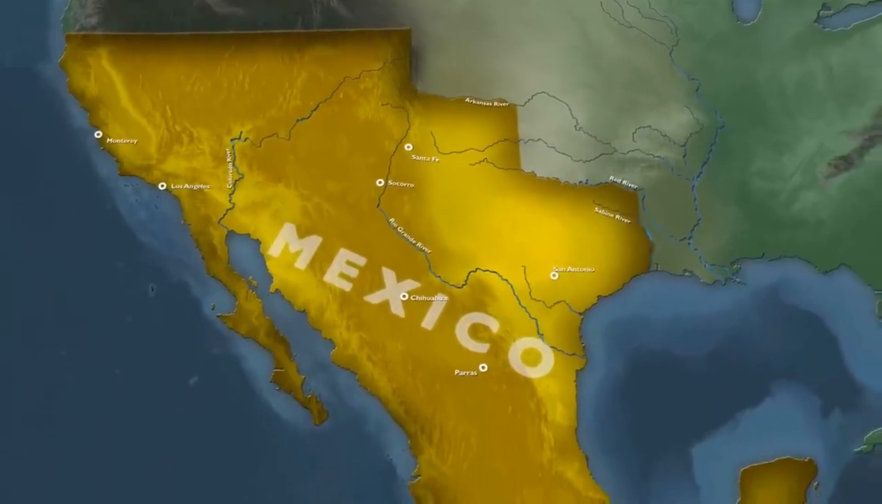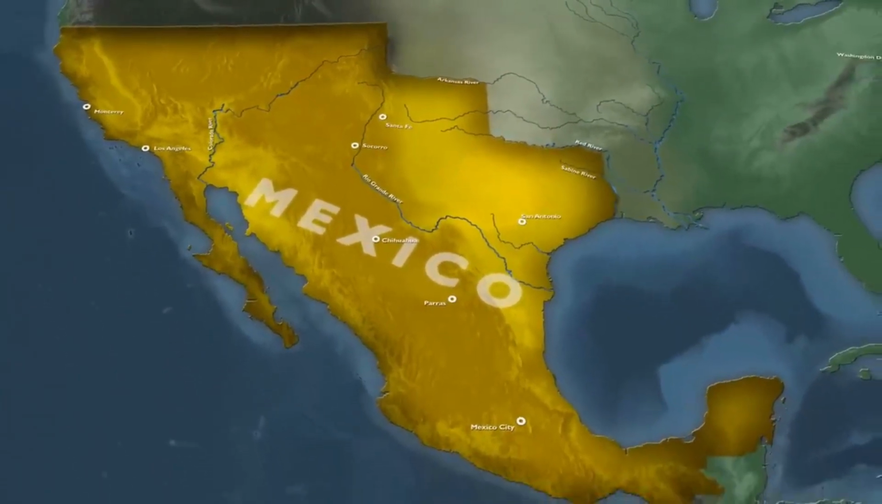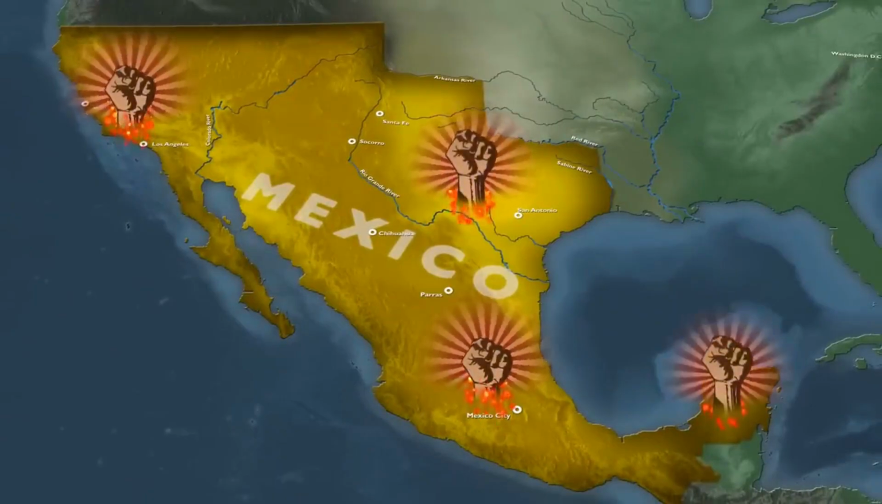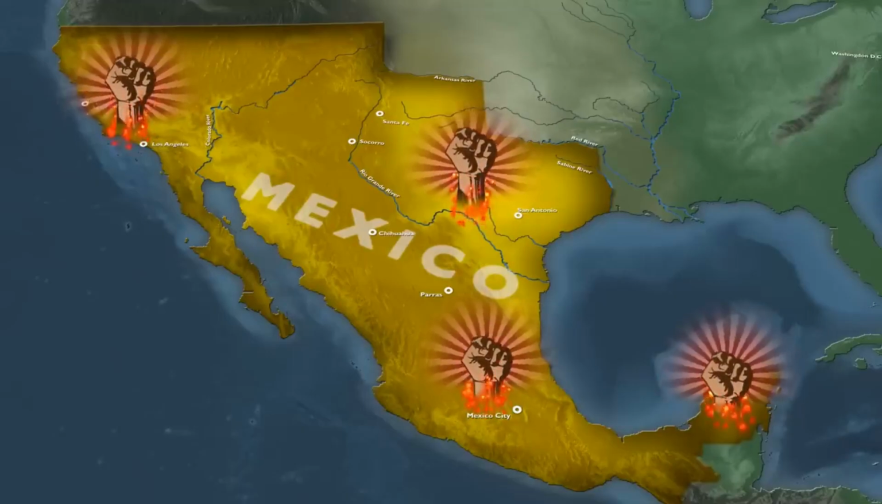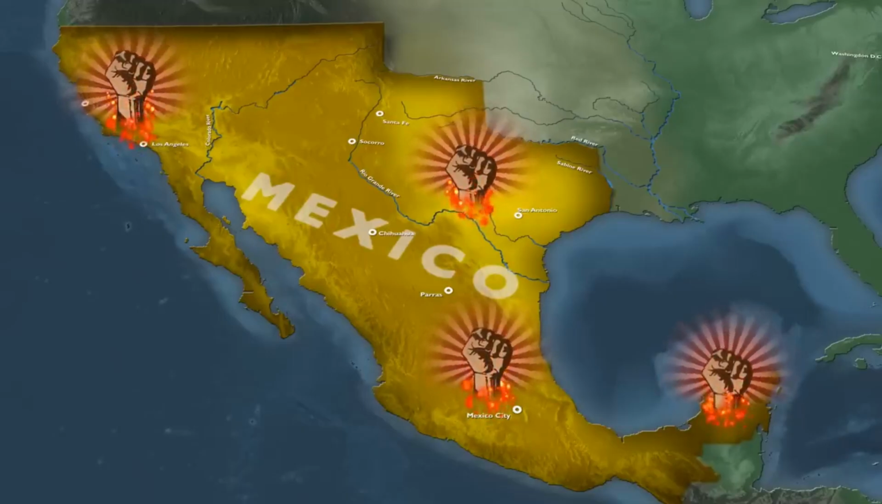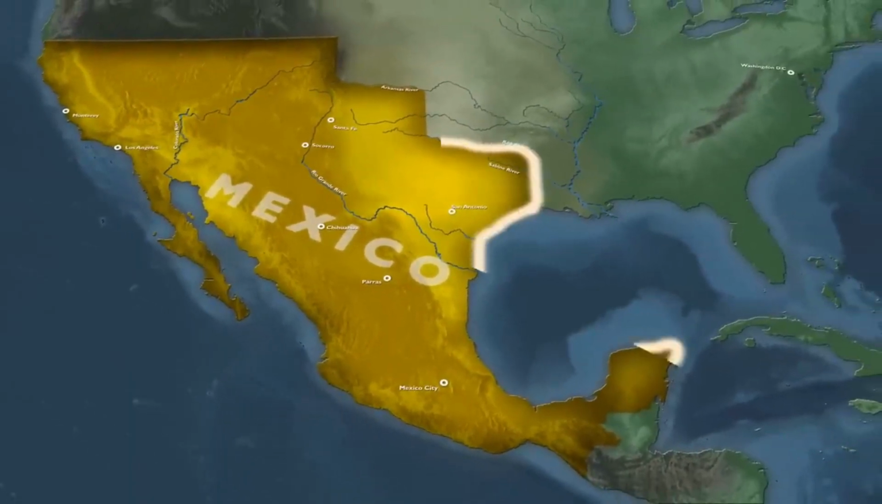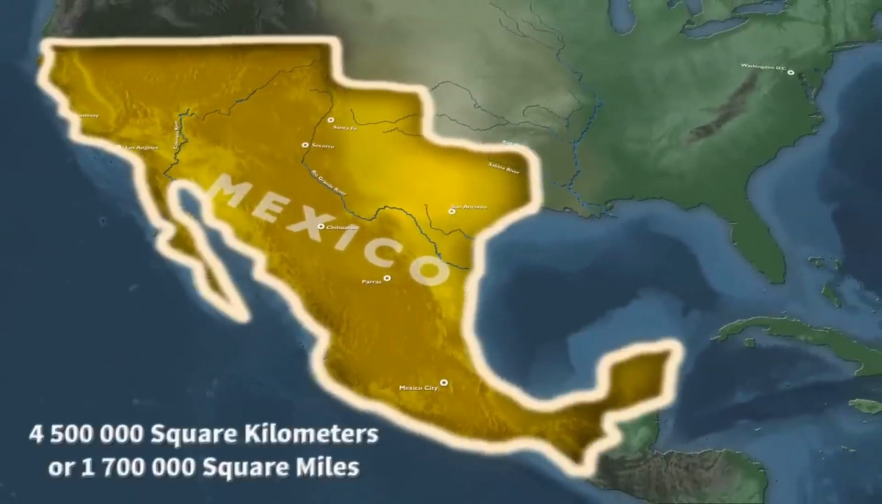To the north, the United States was growing rapidly, driven by a belief that its destiny was to expand across the continent. The collision between these two nations would lead to one of the most significant conflicts in North American history, the Mexican-American War. To understand how this war began, we must first return to the year 1830.